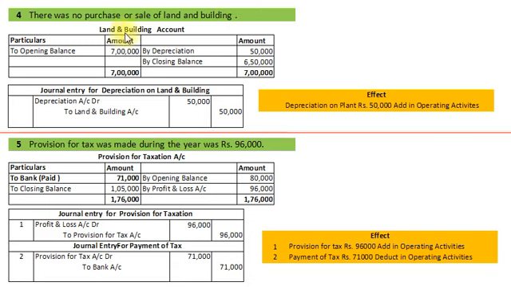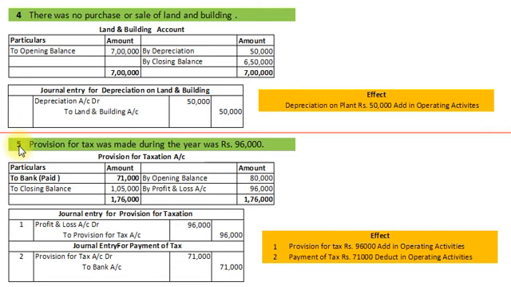So by preparing the land and building account, we see the opening balance on the debit side is rupees 7 lakh, and the closing balance is rupees 6,50,000. So the balancing figure of 50,000 on the credit side will be recorded as depreciation of 50,000, and our journal entry will be: depreciation account debit to land and building account rupees 50,000. The effect: depreciation on land and building rupees 50,000 will be added to profit in operating activities.